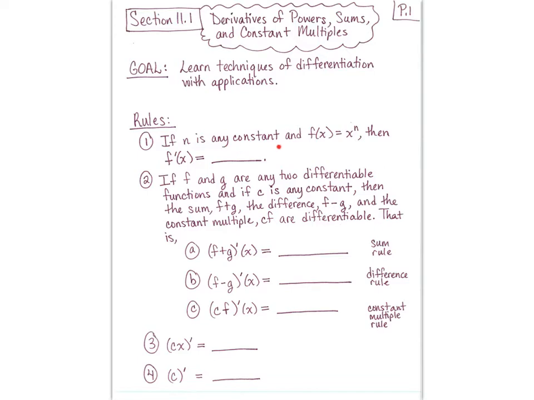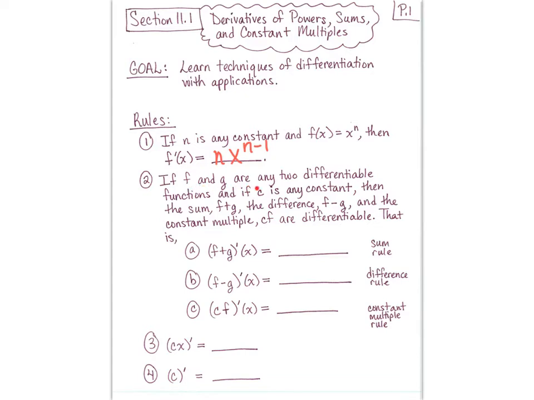If n is any constant, and f of x equals x to the n, then f prime of x is equal to n x to the n minus 1.